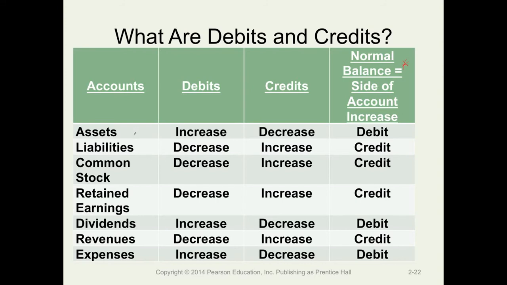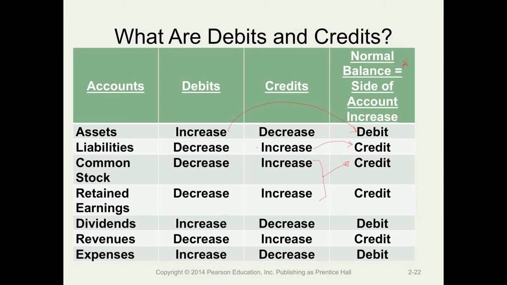Assets increase by debits, decrease by credits. What's the side of increase? Debit side. So its normal balance is debit. Liabilities increase by credits, decrease by debits. The normal balance is the side of increase. It's the credit side. Common stock and retained earnings. These are equity accounts. They increase by credits, decrease by debits. Their normal balances are credit balances.